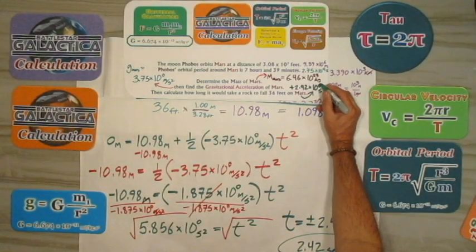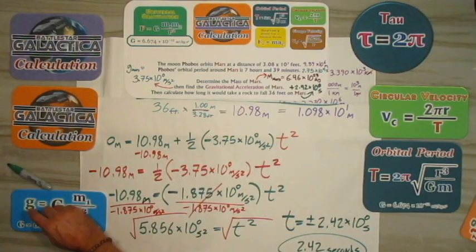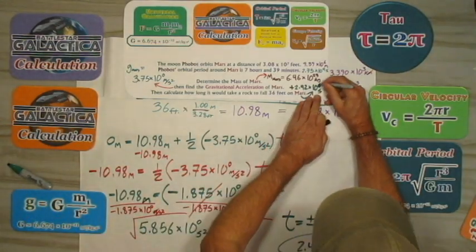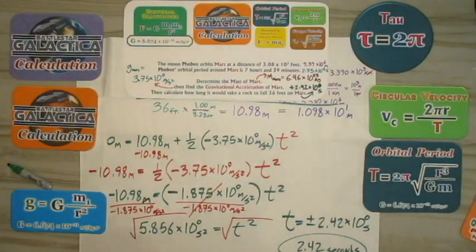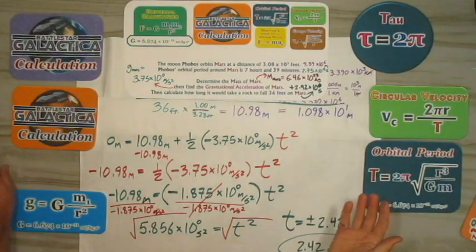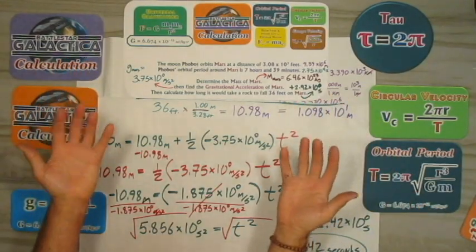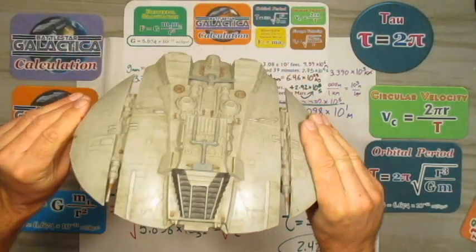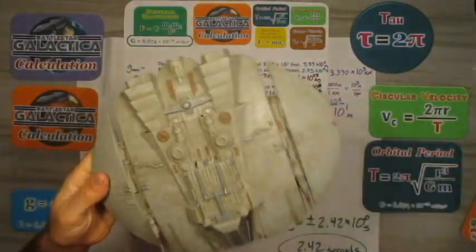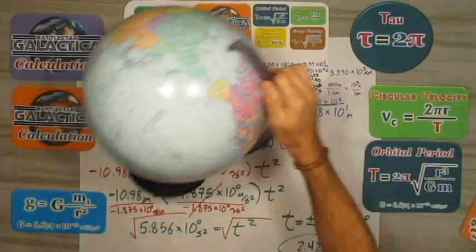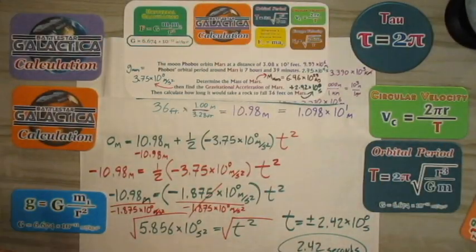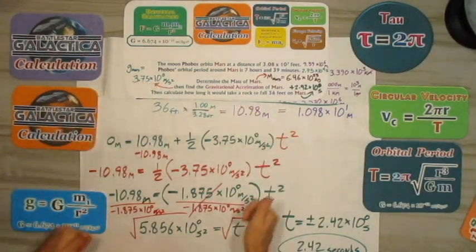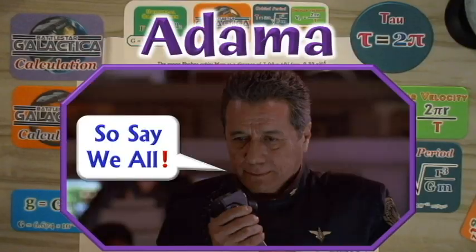2.42 times 10 to the 0. That's a 0, if you can't tell. Seconds. All right, so that's how you do the Battlestar Galactica calculation. That's how you can tell, is it the Earth? Is it really the Earth? So good luck. I know it's not easy. Hang in there. So say we all. So say we all.